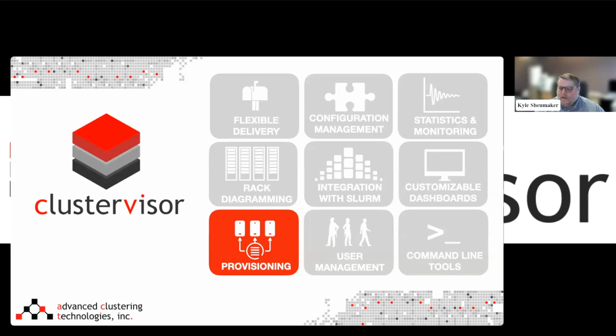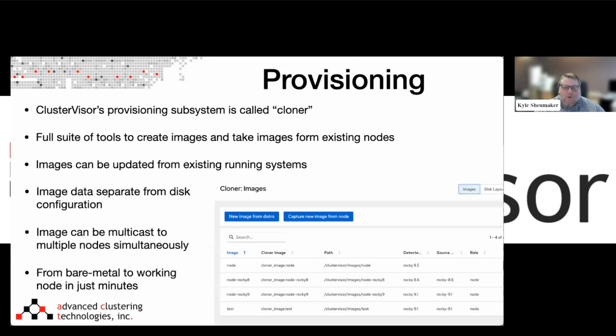Another feature that we've had in the past is provisioning, but it's been updated fairly significantly in this release. So our provisioning system is something we call Cloner. It has existed in the past. The way it worked before is you would install a node, configure it how you like, and then pull that image from the node and then deploy it onto existing nodes. All of that kind of feature still exists, but we've added some new tools along with that.